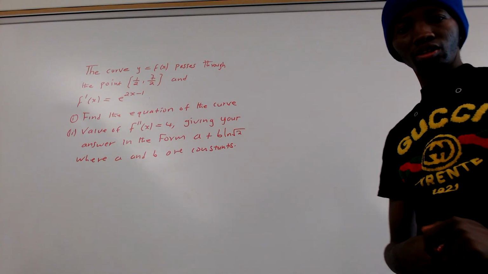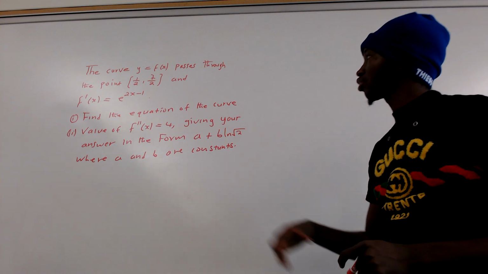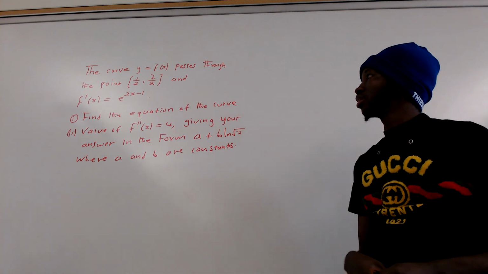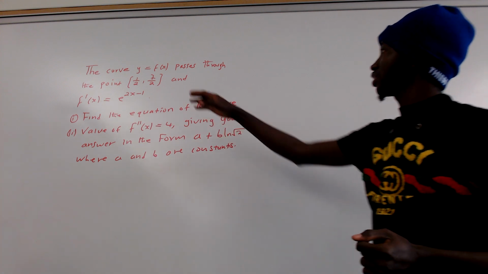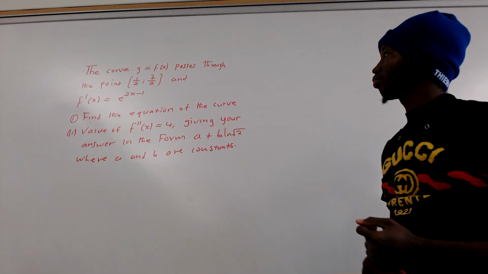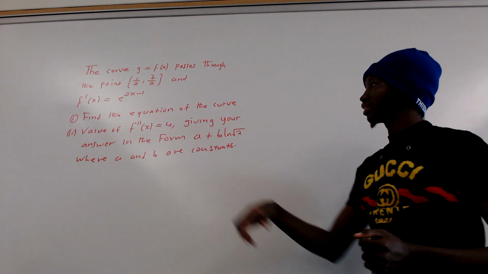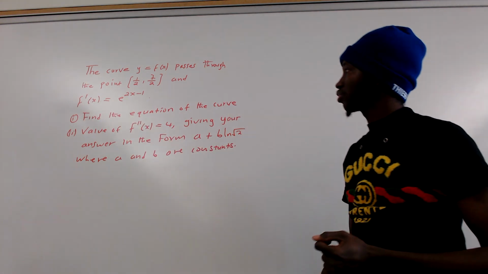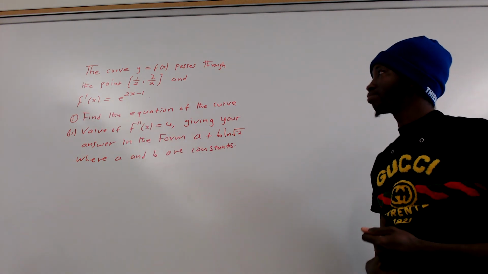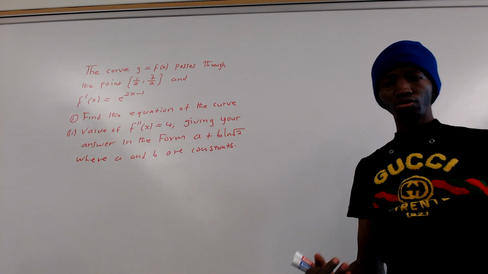Greetings all, and in this video we are going to talk about this function, and the question reads: the curve y = f(x) passes through the point (1/2, 7/2), and its first derivative f'(x) = e^(2x−1). This is what is given to us.